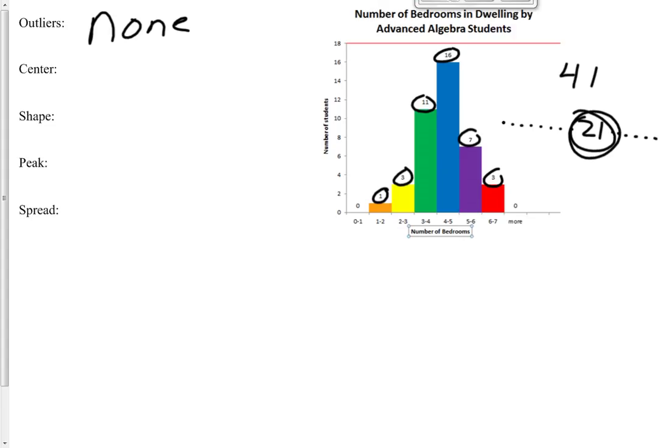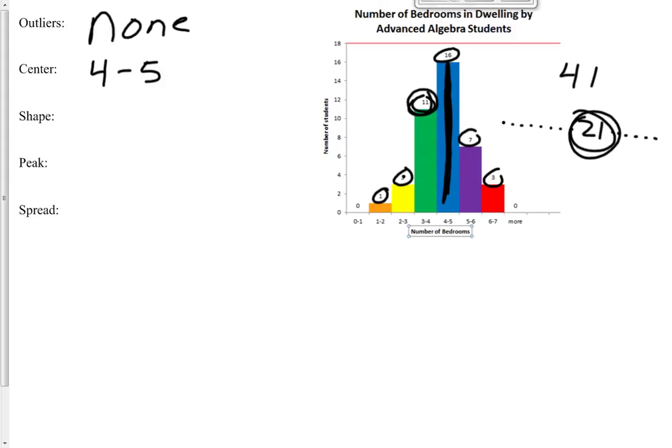Where is the 21st student at? Well, 1 plus 3 is 4. We got to get to the 21st. 4 plus 11 is 15. So that doesn't include the 21st student. And then 15 plus 16 is 31. So the 21st student lies somewhere in the blue bar in that part of the histogram. So the 4 to 5 bar would be the center.